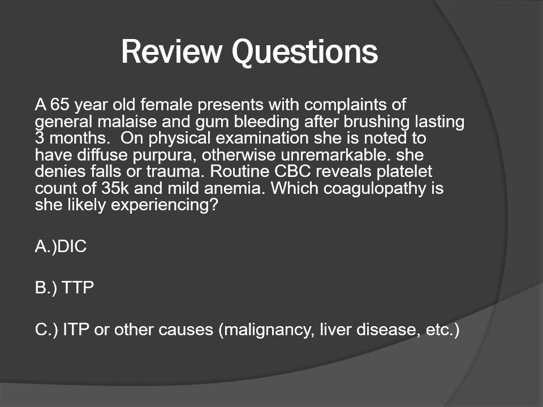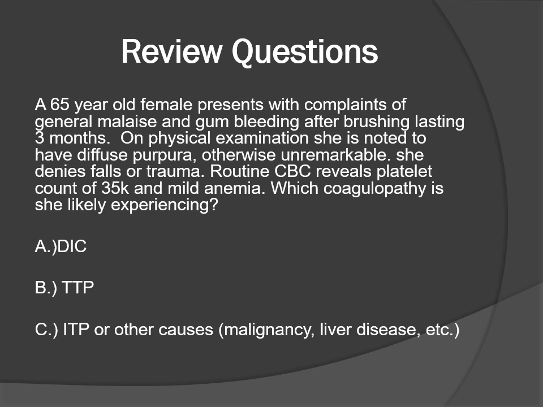So the first one is we've got a 65-year-old female who presents with complaints of general malaise and gum bleeding after brushing her teeth that's lasted 3 months. On physical exam, she's noted to have diffuse purpura, otherwise unremarkable. She denies falls or trauma. We do a CBC, platelet count is 35,000. She has mild anemia. Which coagulopathy do you think she's experiencing?